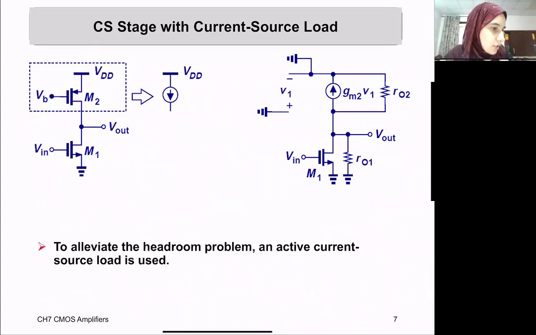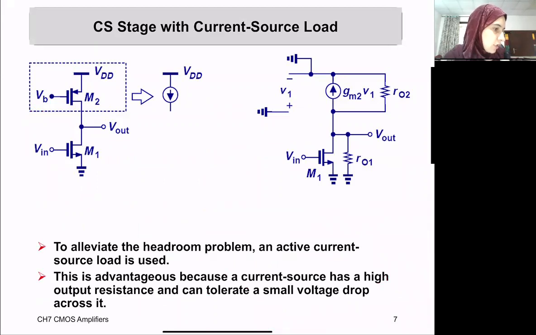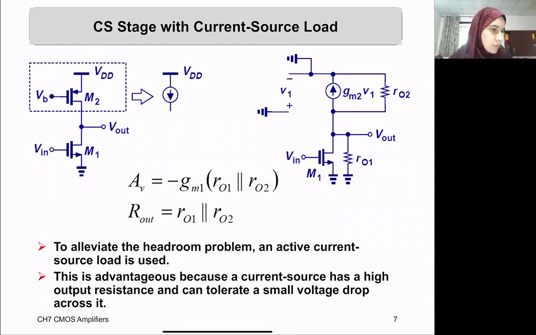And this is what we just did here. So basically, this is to solve the problem of headroom that we discussed earlier. We use an active current source as a load. The advantages, basically, are that a current source has a high output impedance and can take a small voltage drop across it. So these are among the advantages that we get from replacing the resistor with a transistor that acts as a current source. And this is what we basically did.